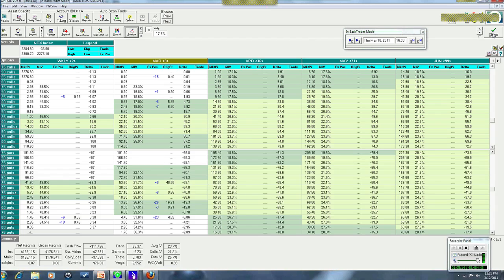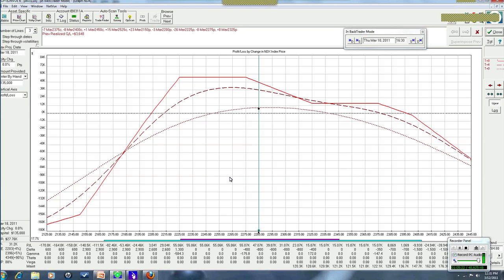Gotcha. If you know what I mean. Which you do. I do. Okay, so what's today's date anyway? Today's the 12th. Okay, so we're coming up on the end of the week here.